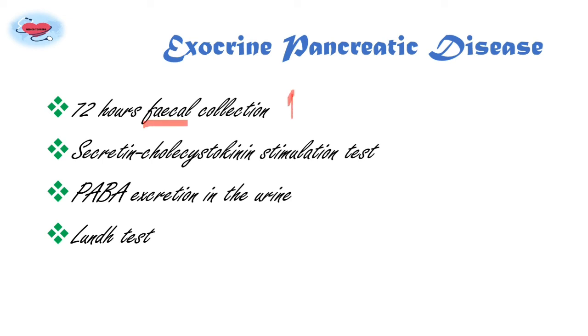And we can do secretin cholecystokinin stimulation test and PABA excretion in the urine. And Lundh test, this is the most important one. In the Lundh test, duodenal juice will be collected 2 hours after a meal, and here we are going to see the trypsin level. If the trypsin level is very low, that indicates chronic pancreatitis.